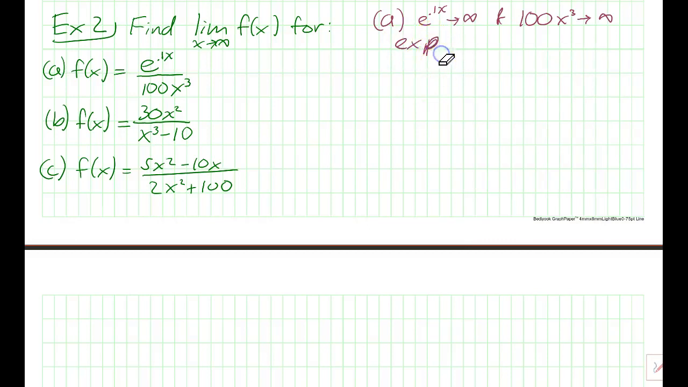Oh, the pen's not working. Uh-oh. Uh-oh, it's getting laggy. There it goes.